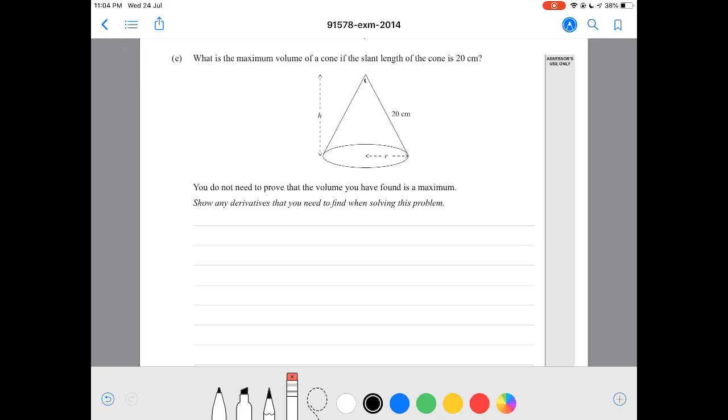Okay, so in this case, you need to find the volume of a cone. So the first thing you need to do is go to your formula sheet and find the equation for the volume of a cone. You should find that V equals 1/3 pi r squared h.